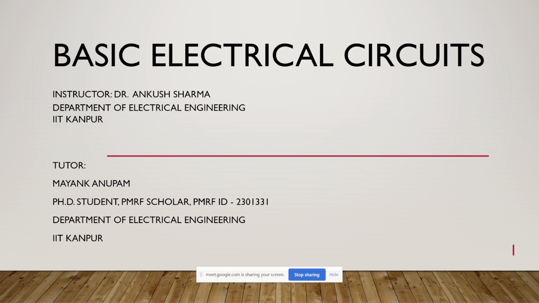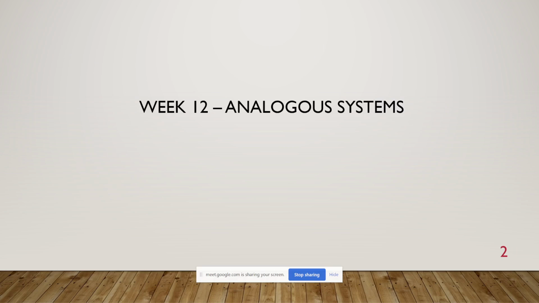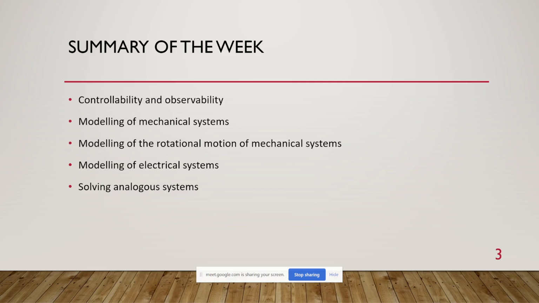I am a PhD student and a PMR scholar from the Department of Electrical Engineering at IIT Kanpur. Fine. So in the last week for the course, week 12, we learned about analogous systems, right? So let's quickly summarize what you have learned in the last week. You learned about controllability and observability. This was a part of week 11 content, which was not covered in week 11, so it was just taken in week 12.